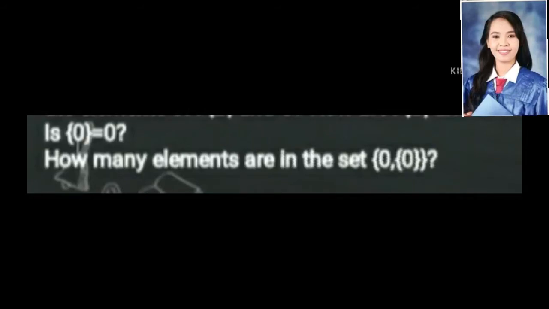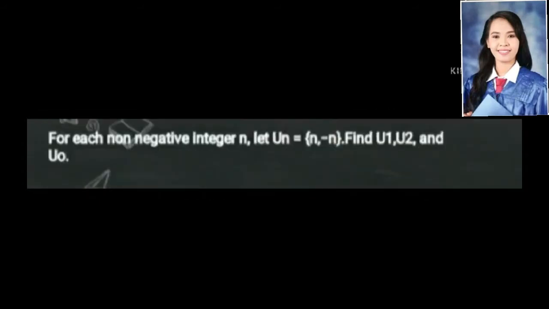Next, is {0} enclosed with braces equal to 0? No, they are not equal because this is a set with one element. What is its element? It is 0. While this one is just a number. And again, for each non-negative integer n, let us define U sub n = {n, -n}, and find U sub 1, U sub 2, and U sub 0. All you have to do is substitute the values for n.